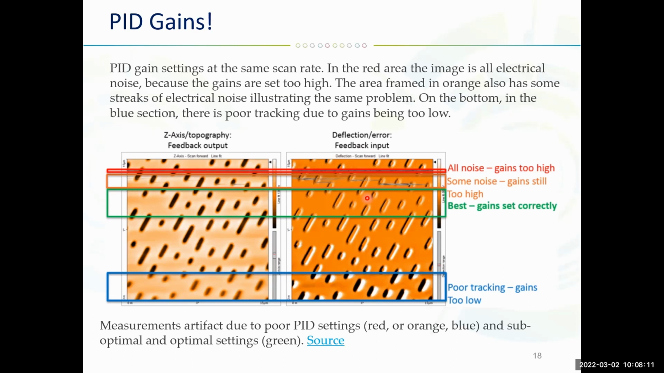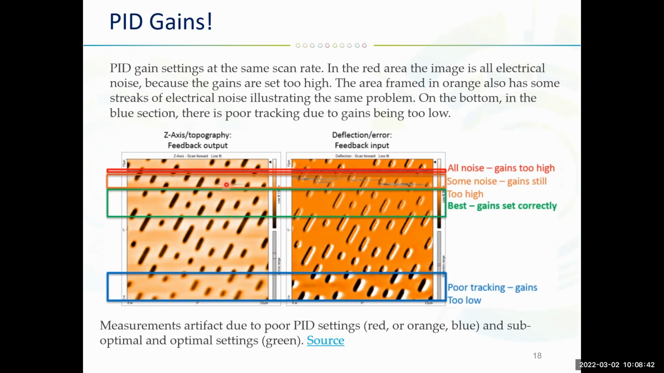And if the gains are chosen too high, the result will be electrical noise in the image from the interference from the feedback loop. And then the compensation of this deviation from the set point will be larger than the error itself. So the noise will basically spoil your image. So here, for example, the gains are very high.